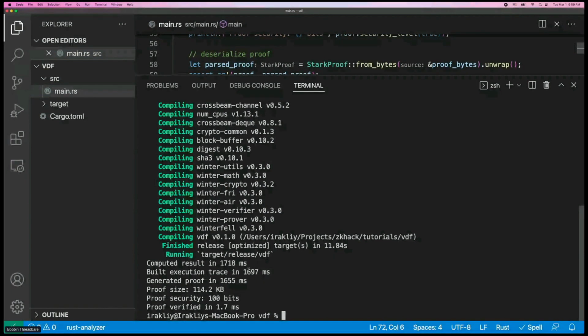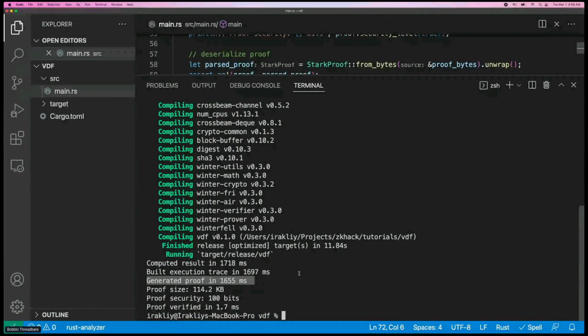Building the execution trace is basically the same as computing the function. There's really no overhead. It actually, for whatever reason, came out a bit faster, probably for some idiosyncratic reasons. It should be basically the same. Generating the proof here took about the same time as running the VDF itself, but this has been spread across, I have 10 cores on this machine, so across 10 cores.